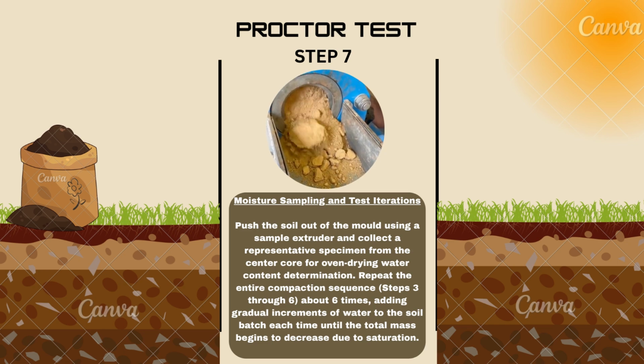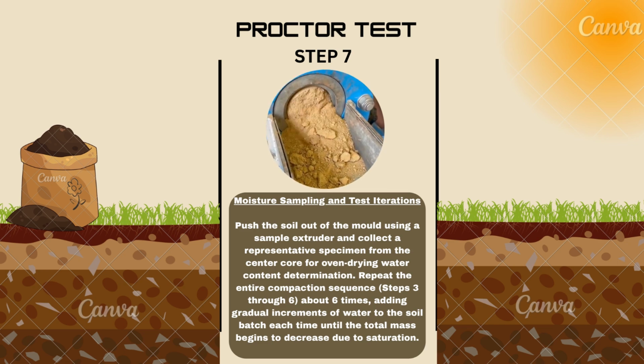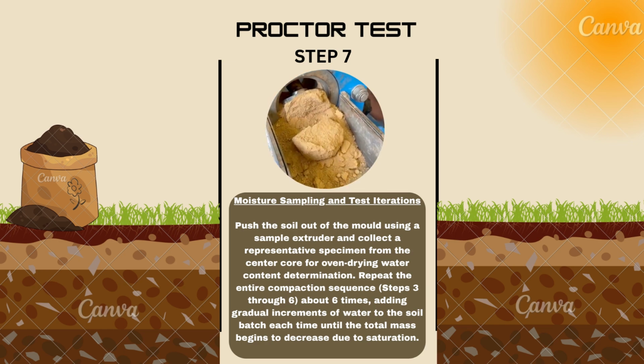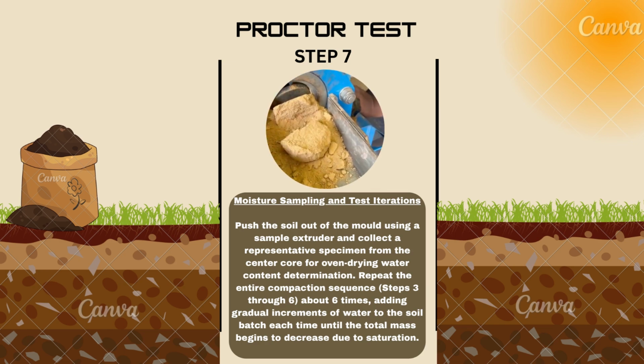Step 7. Moisture sampling and test interaction. Push the soil out of the mold using a sample extruder and collect a representative specimen from the settled core for oven-drying water content determination. Repeat the entire compaction sequence, steps 3 to 6, about 6 times, gradually adding increments of water to the soil batch each time until the total mass begins to decrease due to saturation.